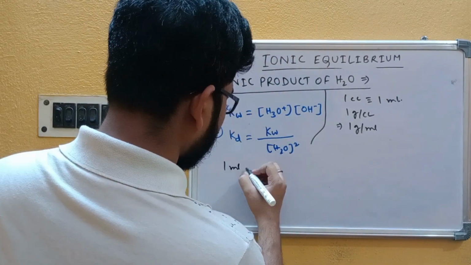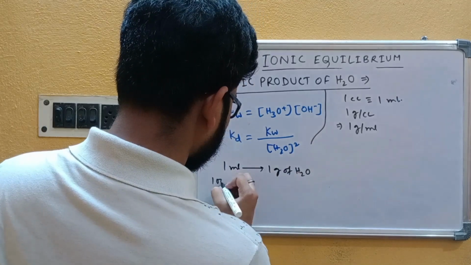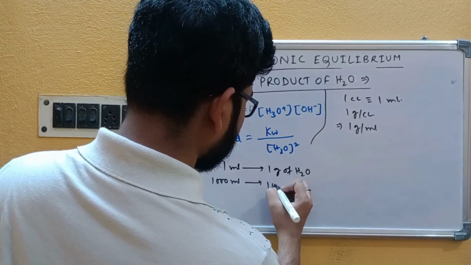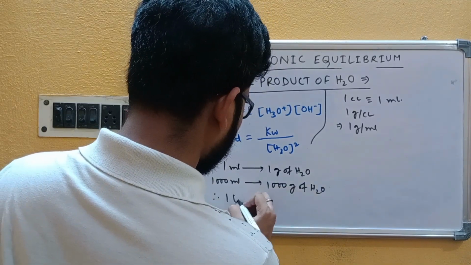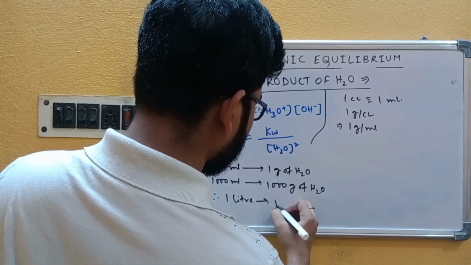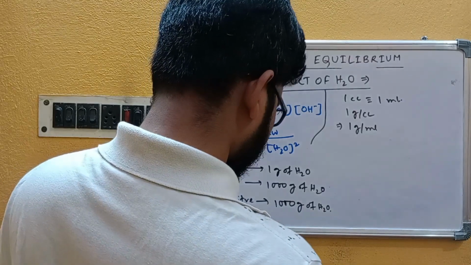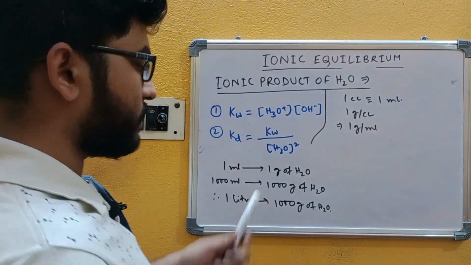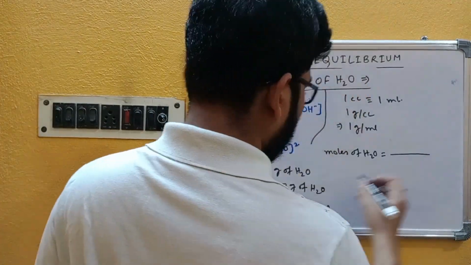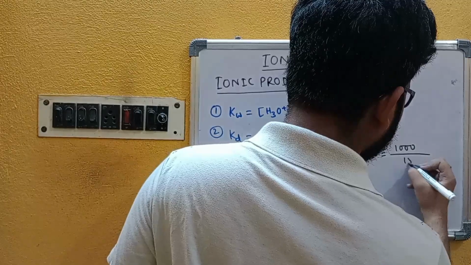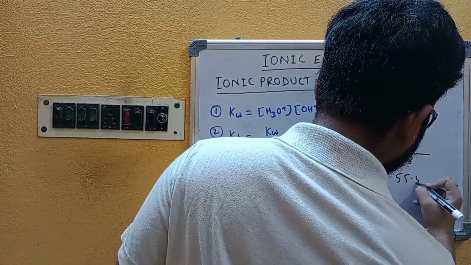So 1 ml contains 1 gram of water, and 1000 ml contains 1000 gram of water. That means 1 liter of water contains 1000 gram of water. And if we find the moles of H2O, it will be 1000 upon 18 as the molar mass. If we calculate this, we will find 55.55.